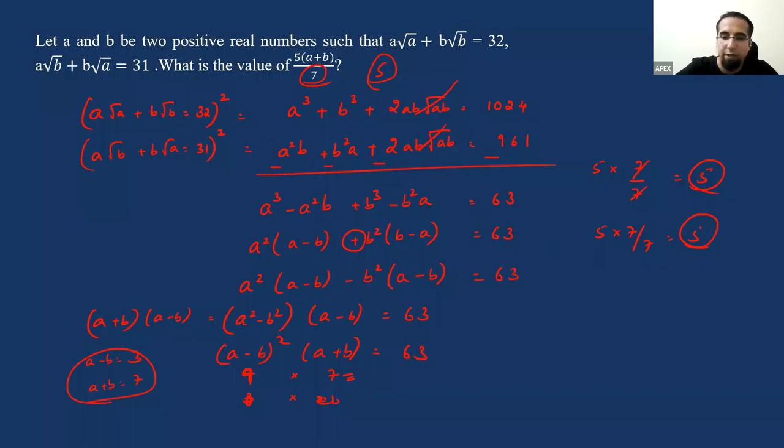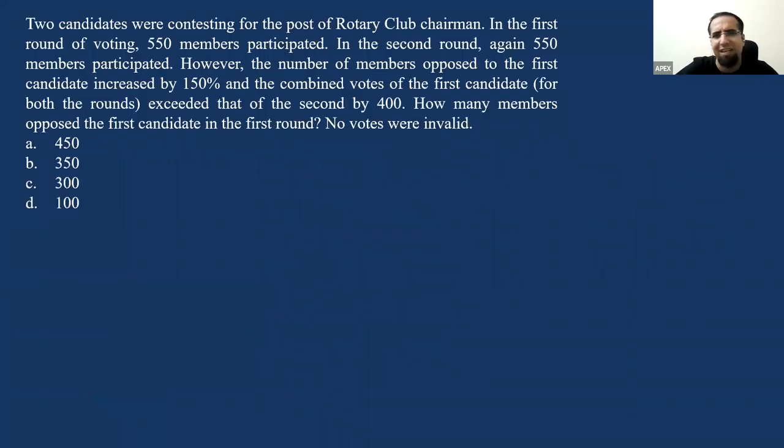Yep. Let's look at the next question, guys. The next question says, again, a very easy question. This should have been our 10th question of the paper, because to me, this was a very easy question. Now, two candidates were contesting for the post of Rotary Club chairman.